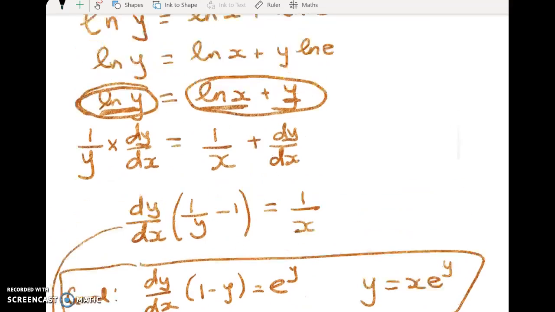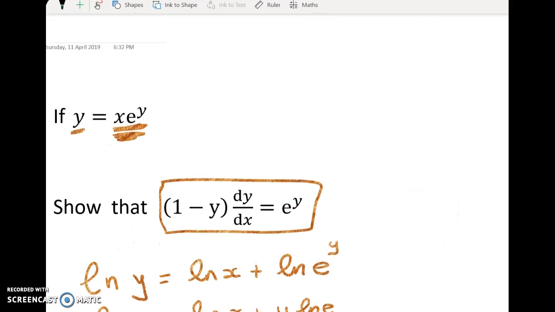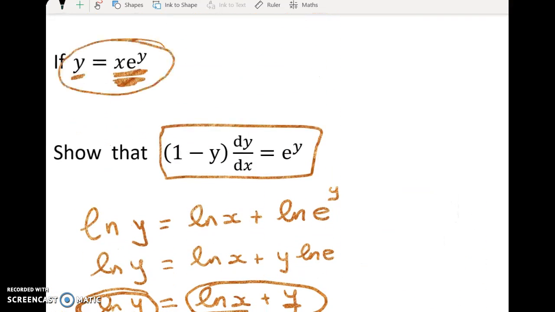So let's go over that again. What did I do? Well, I started by looking at this thing here, and I just took logs of both sides. And I took the natural log, because that's very easy to differentiate, right?